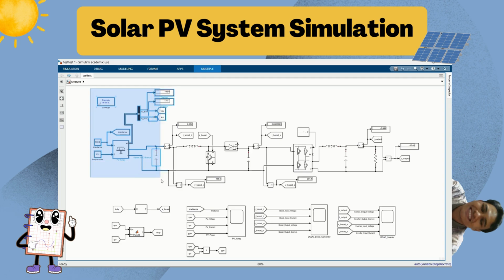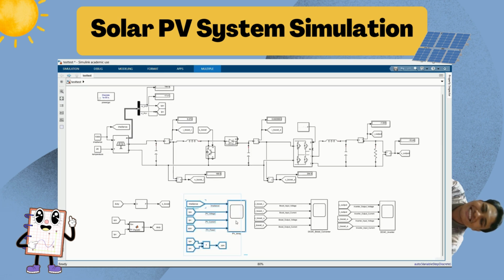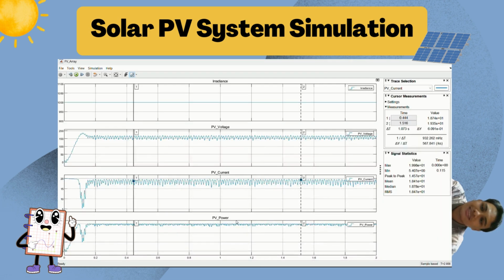So first is the PV array subsystem. So here is the PV array subsystem, and below is the scope. So here you can see the output of the PV array subsystem. You can see first is the irradiance, PV voltage, PV current, and also the PV power.